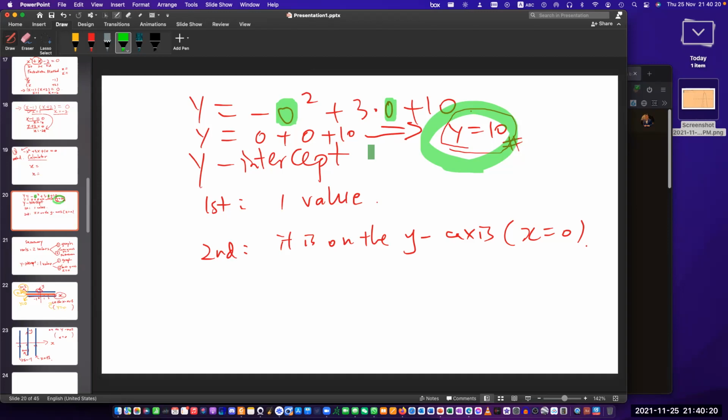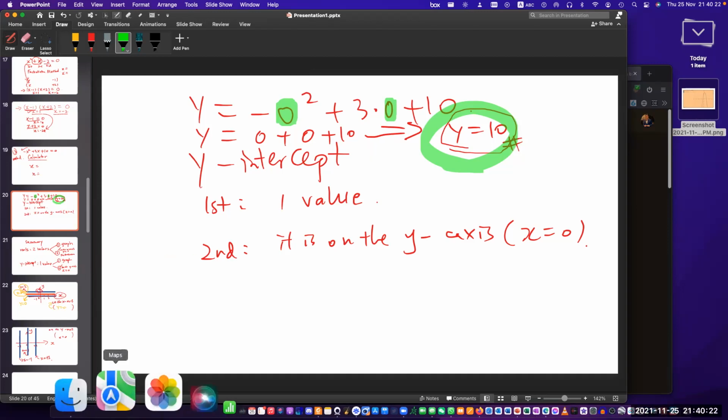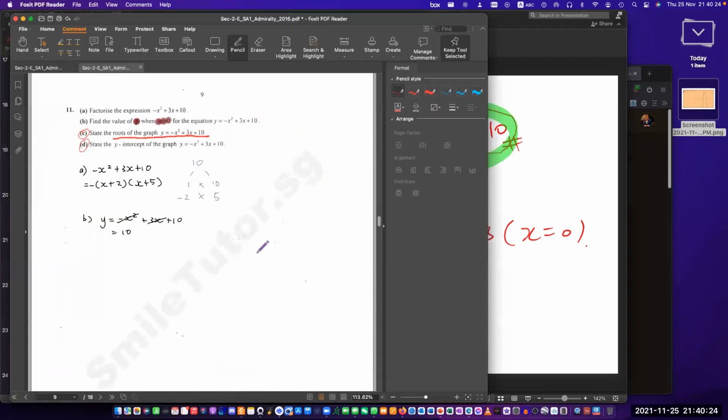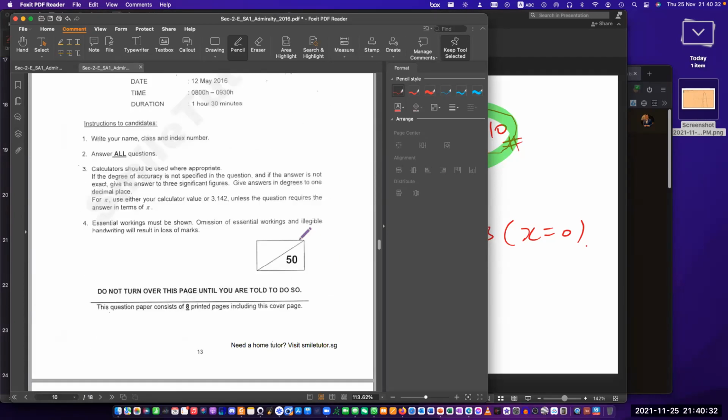Okay, good. So let's move on then. It seems like you have now understood this: the y-intercept and then of course the roots. All right, next.